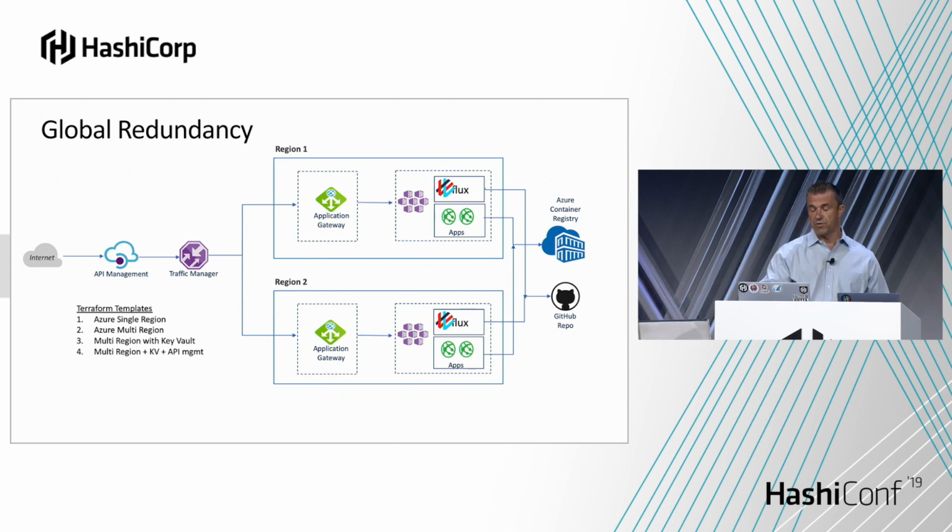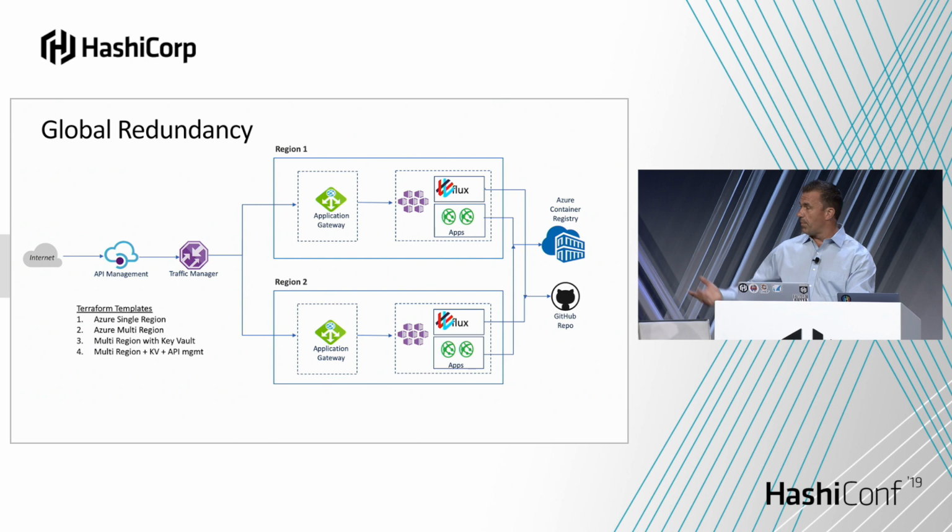For example, one of the examples of global redundancy would look like this. You would have an API management server and a traffic management service deployed. And then you have two regions in Azure with Application Gateway, with Kubernetes clusters running in each region. And then certain software pieces deployed for you that allow you this GitOps-enabled Kubernetes cluster configuration management.